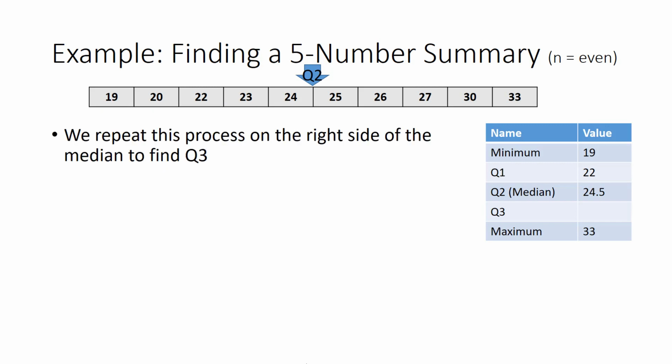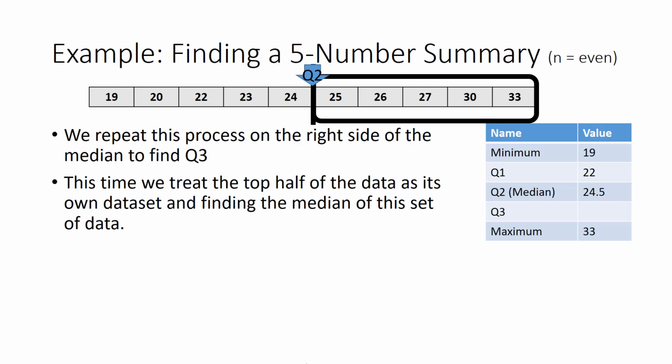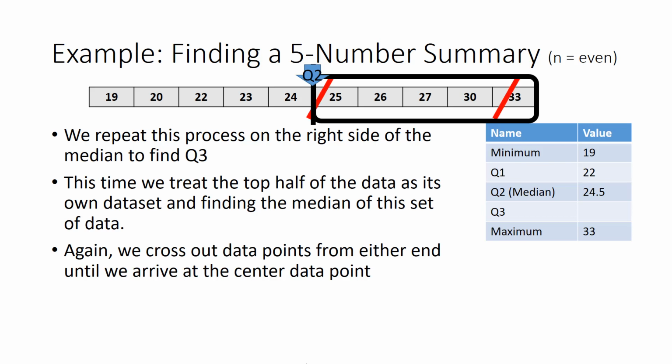We repeat this process for the top half of the data. Again, we cross out the data points from either end until we arrive at the middle. And as you can see, Q3 is 27. We've now finished our 5-number summary for this data set.